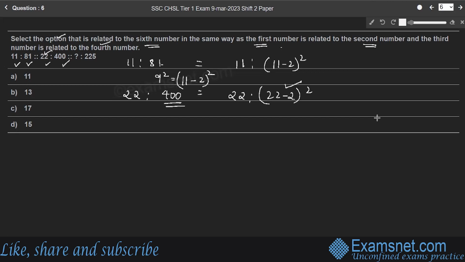Right? It's whole square. So therefore, to get the fifth number, right? Whereas the sixth number is 225, which is nothing but 15 square, right? So express 15 as a number minus 2. So what is that number? So 15 is 17 minus 2, its whole square. Therefore, the fifth number has to be 17, right? Therefore, option C is the right answer.